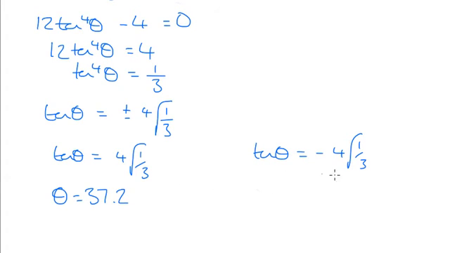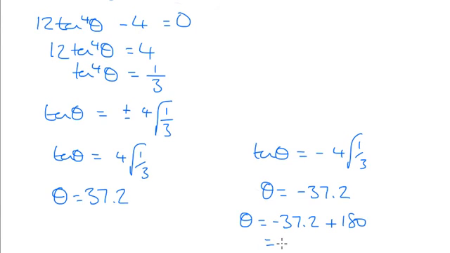The solution that the calculator will give me from this section is minus 37.2. We obviously don't want that one either. So the solution we want is going to be minus 37.2 plus 180, which comes out at 142.8.